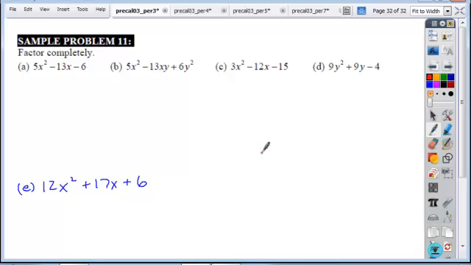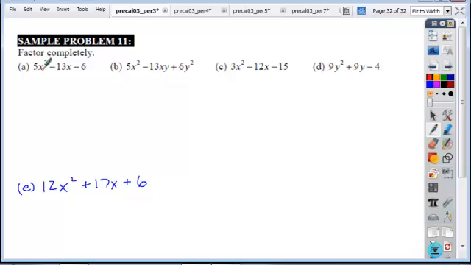Look at each individual expression. The first thing you always want to do is look to do what? Remove any common factors if you can. All right, so that's always the first step. Then you look to see, does it fit any special factor forms? And then you move to the rules for reverse foiling and so on.